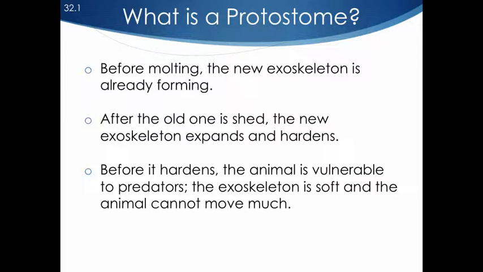So for example, it would almost be like if we didn't have bones. Of course, if we didn't have bones, we would basically be able to do nothing. But these organisms can do a few limited motions, but they can't be as fast or as agile as they would be with an exoskeleton. So that makes them vulnerable.